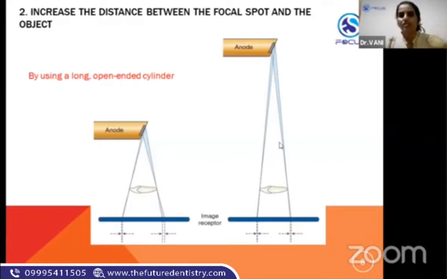So you can achieve this principle by using a long open-ended cylinder, as in the case of the paralleling technique. In paralleling technique, we usually use a long cone, right? Paralleling technique is otherwise called the long cone technique because we use a long open-ended cylindrical cone, 12 to 16 inches long. Thereby, we can increase the distance between the focal spot and the object so that only the most parallel rays will touch the object, and you can reduce penumbra, that is, the zone of unsharpness, as compared to a very short distance. Okay, is it clear?